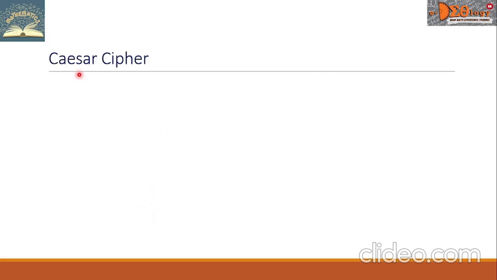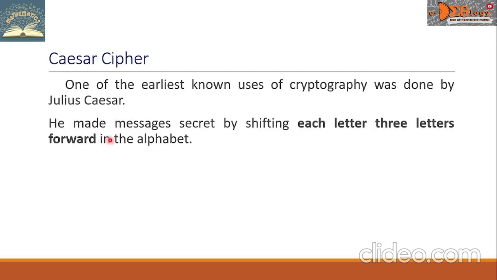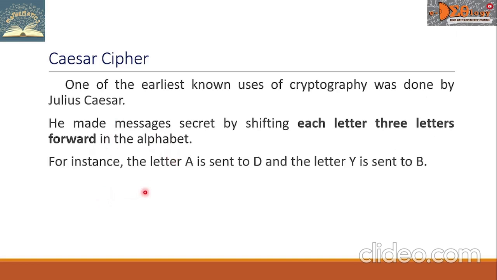Let us now study Caesar cipher. One of the earliest known uses of cryptography was done by Julius Caesar. He made messages secret by shifting each letter 3 letters forward in the alphabet. For instance, the letter A is sent to D and the letter Y is sent to B.